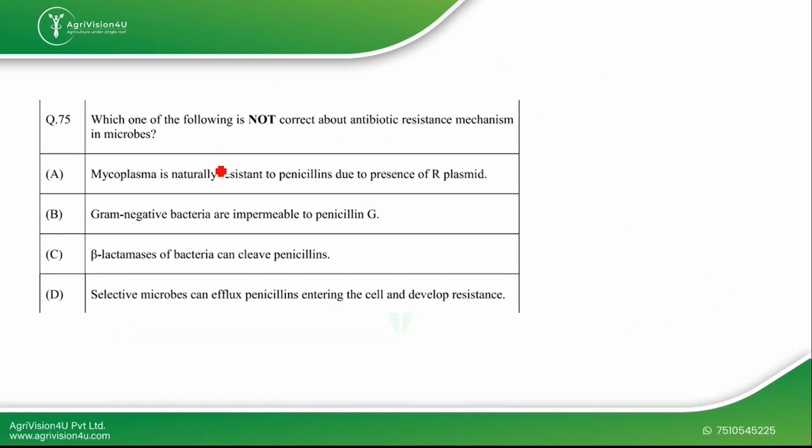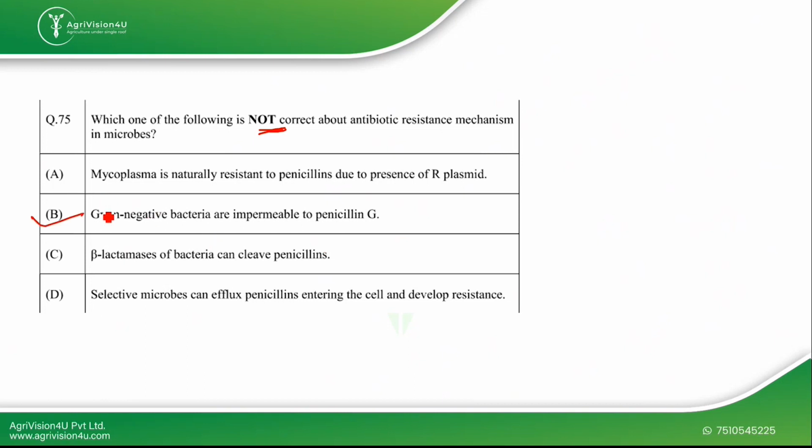Okay. The next question is, which one of the following is not correct about the antibiotic resistance mechanism in microbes? So we all know what the antibiotic resistance mechanism is, like how bacteria are going to resist the dose of antibiotic. Now, not correct means you have to go for the wrong statement. Options are: mycoplasma is naturally resistant to penicillin due to presence of R plasmid. Next is, gram-negative bacteria are impermeable to penicillin G.